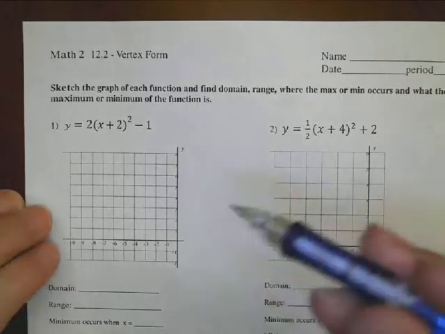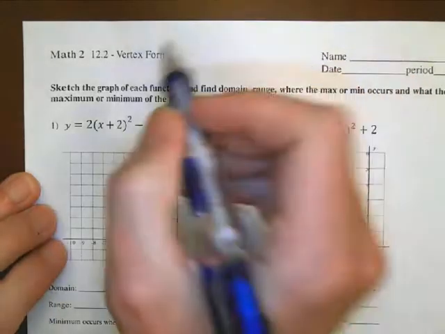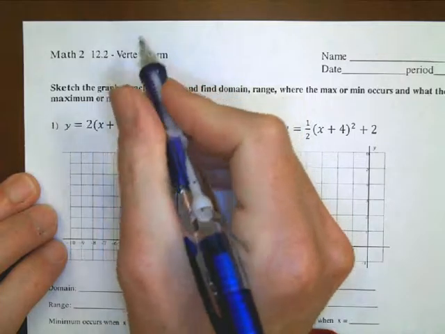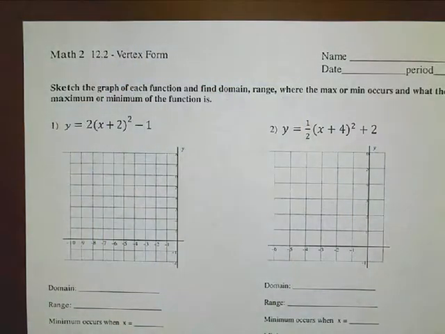Alright, this is Math 2, Unit 12, Lesson 2, looking at vertex form. I've already posted up a little worksheet from the book, worksheet K. But as in class, we're going to do something a little different here.